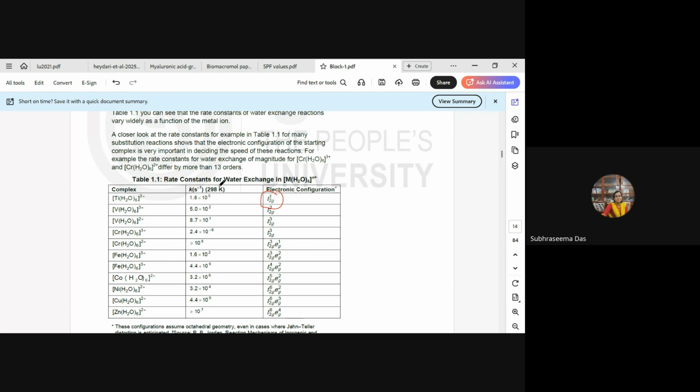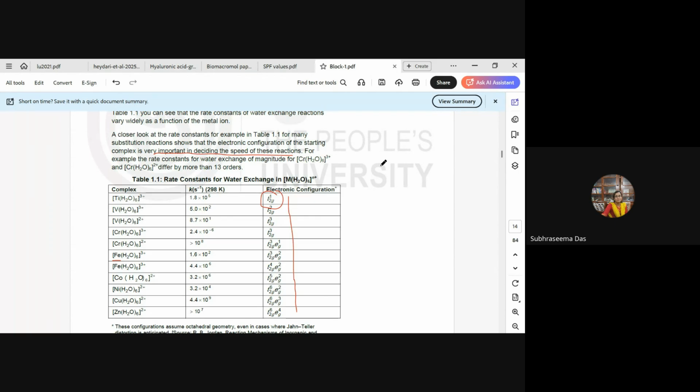So first we'll find out the number of d electrons present in the central metal, and this has been given in the third column in this table, and the rate constants have been shown. So we see that for many substitution reactions, the electronic configuration of the starting material, that is the central metal atom, is very important in deciding the speed of these reactions.